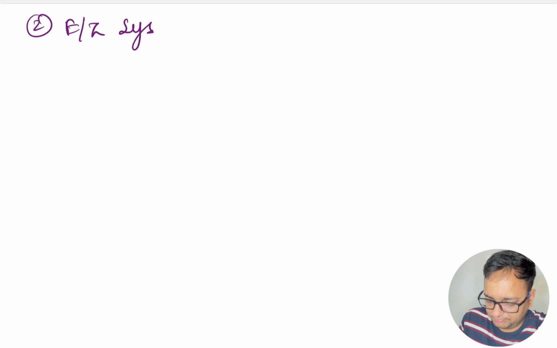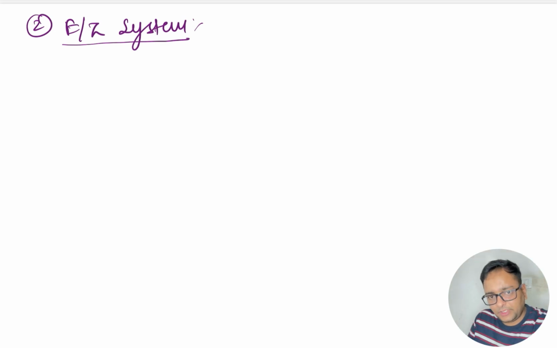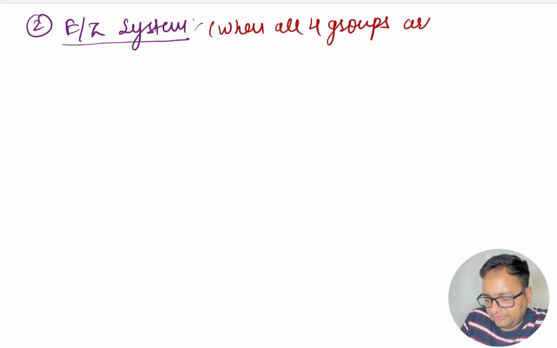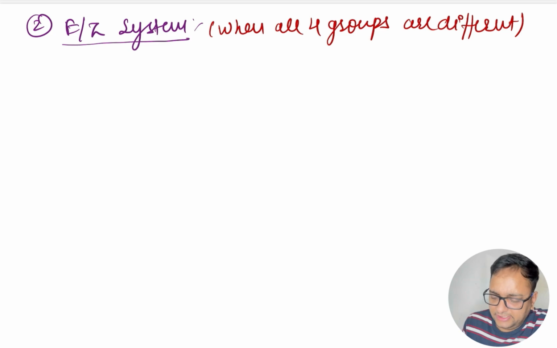Now second, we're going to talk about the EZ system. For the EZ system, we need to know the CIP rule. Now what is the EZ system? When all four groups are different, then there must be some naming. We call it cis and trans, E and Z.